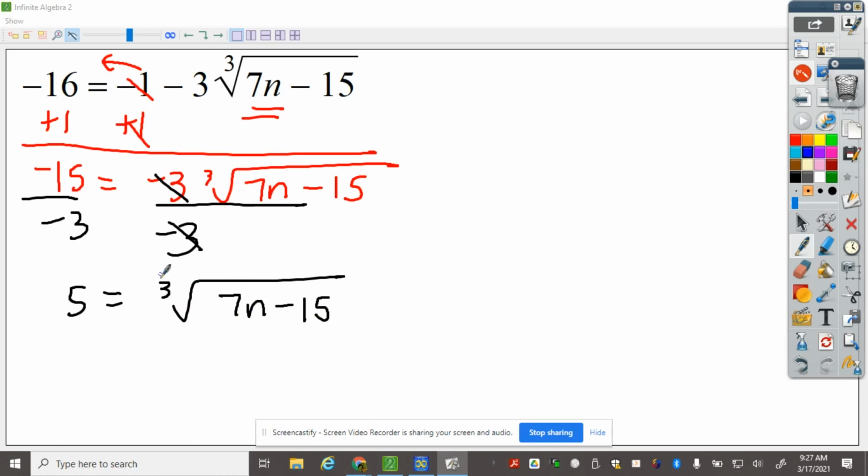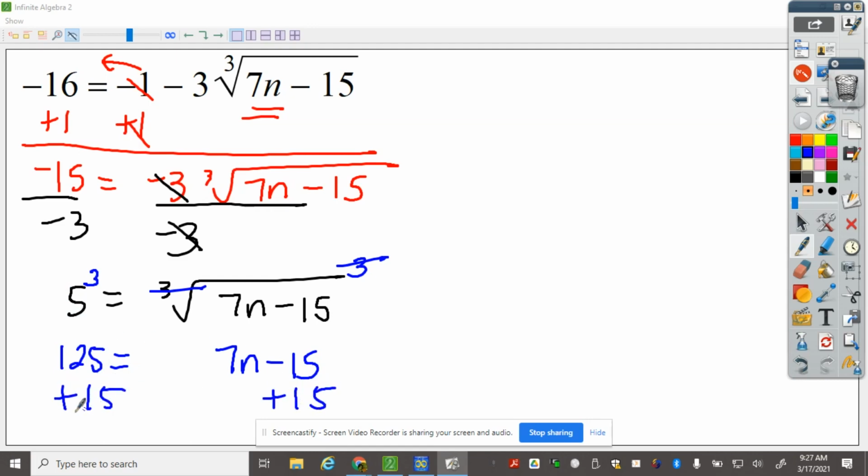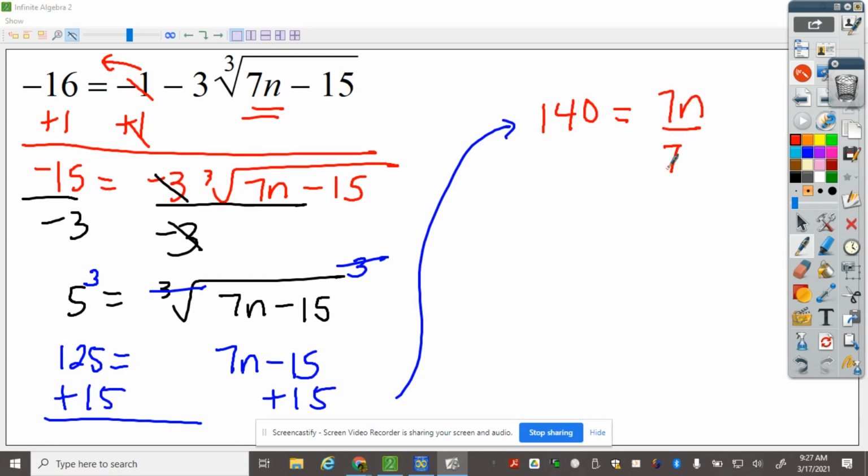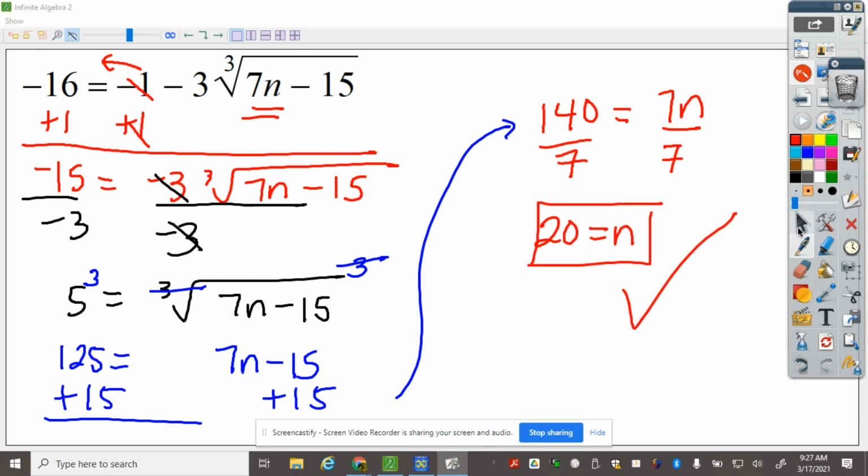And again, for me to get rid of the cube root here, I have to raise it to the third power, and the third power there. This cancels. So that gives us 7n minus 15 is equal to 5 to the third. 5 times 5 times 5 is 125. And add 15 here, add 15 there. 125 plus 15 is 140, which is equal to 7n. Divide everything by 7, by 7. That gives us 20 is equal to n. Kaboom.